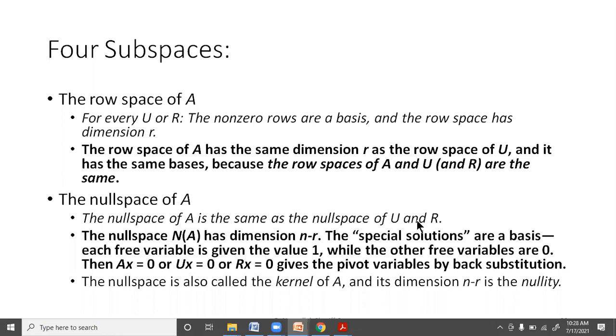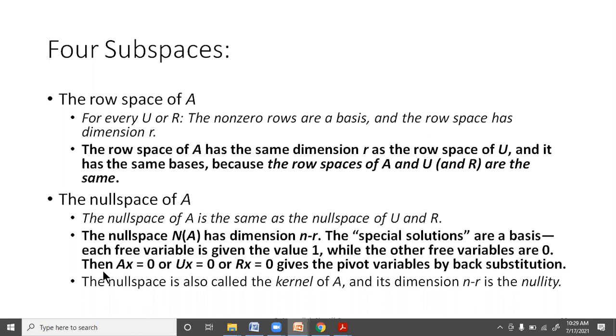The special solutions are the basis, where each free variable is given a value 1. To find the null space, we make one of the free variables equal to 1 and all other free variables equal to 0, and find the special solution in each case. Then next time we go for the next free variable equal to 1 and all other free variables equal to 0, and find another special solution, and this should be repeated.